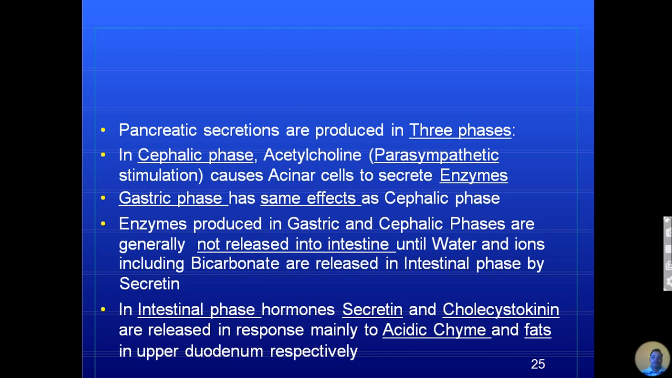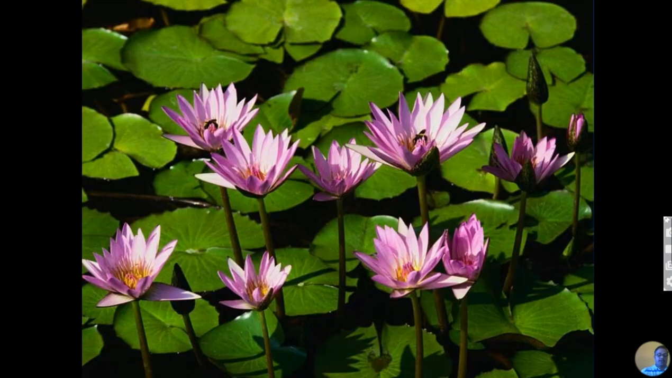Now both the acinar cells and ductal epithelial cells, in the intestinal phase, means actually the intestinal hormones secretin and cholecystokinin, increase release of the acidic chyme and fats in the upper portion of the intestine. So respectively what happens, the components which are there in the acidic chyme have to get neutralized, and that neutralization effect will depend on the phases. Cephalic, when it is with the gastric and the intestinal phase in combination, so that they have altogether activity.